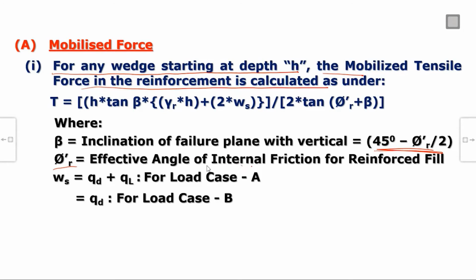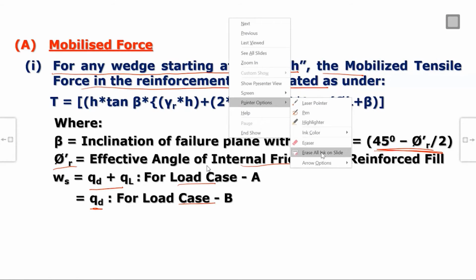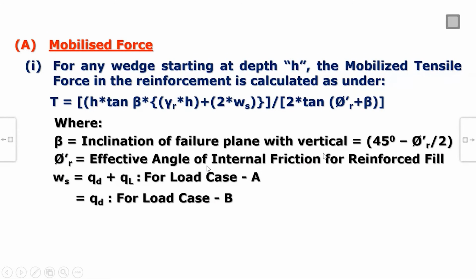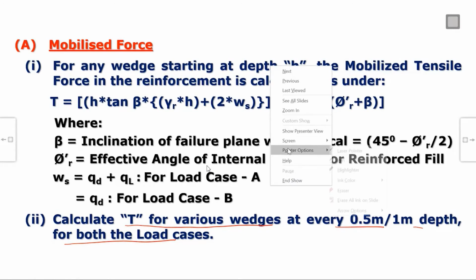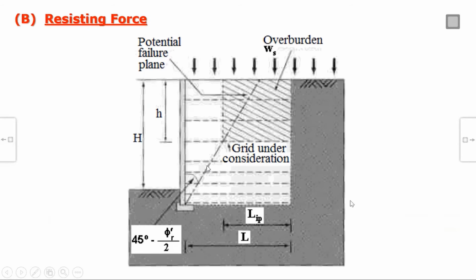Phi r is the effective angle of internal friction for reinforced fill, and Ws for load case A will be QD plus QL, and for load case B we will not take live load, we will only take dead load. Using this, for both combinations, we can find how much is the mobilized force due to the wedge. We have to consider 1, 2, 3, 4 wedges at every reinforcement level. So calculate T for various wedges at every 1.5 to 1 meter depth, or at every reinforcement depth, whatever you want. And for both load cases, A and B, we have to have separate tables. Again, Excel makes it very easy.